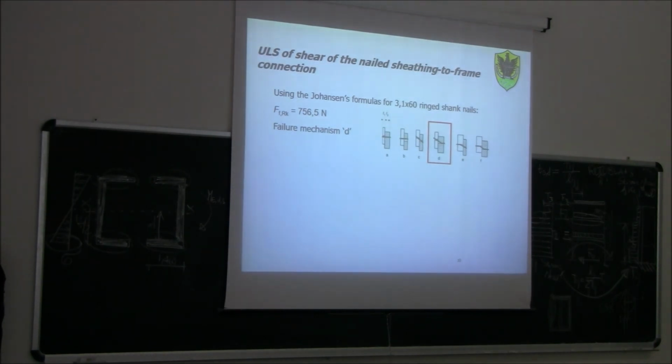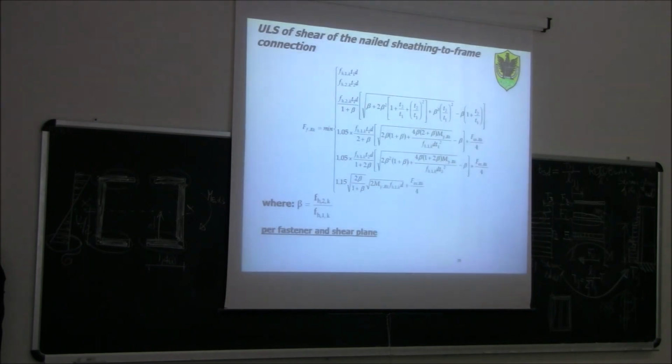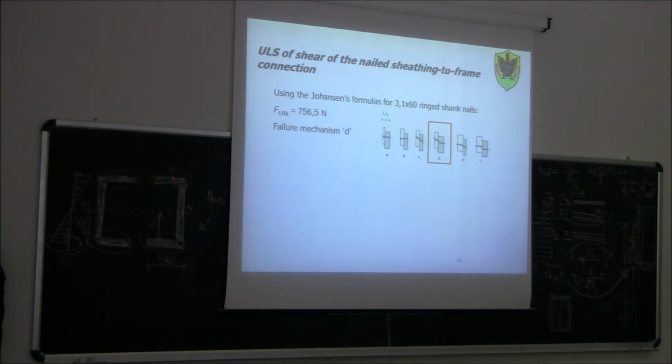Okay? Good. Now, if we calculate all these values and we replace them in this equation here, we will find that we get a characteristic strength of the nail given by 756.5 Newton, with a failure mechanism D, characterized by the formation of one plastic hinge.